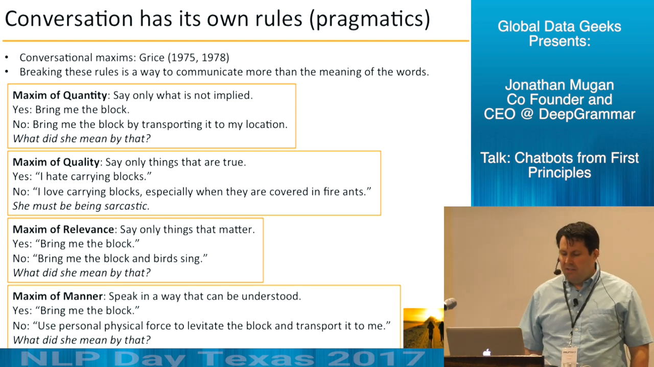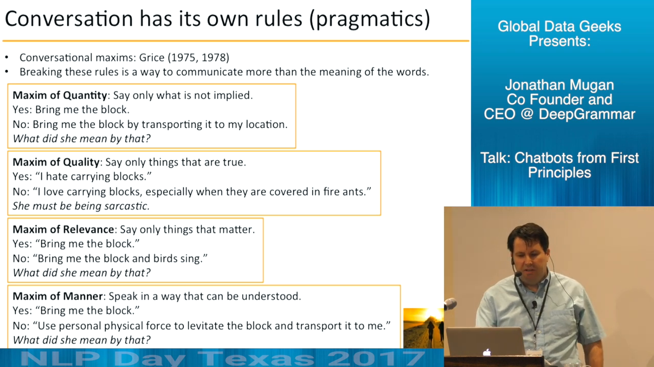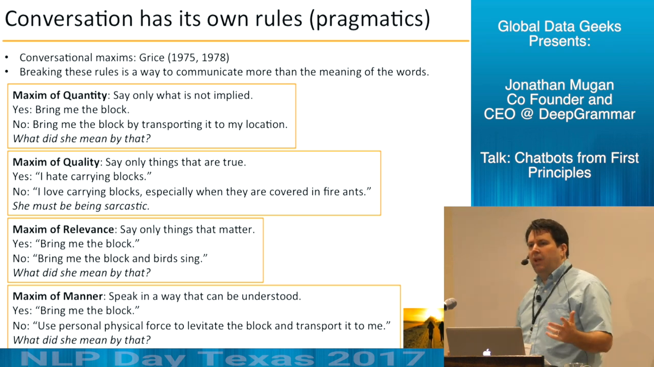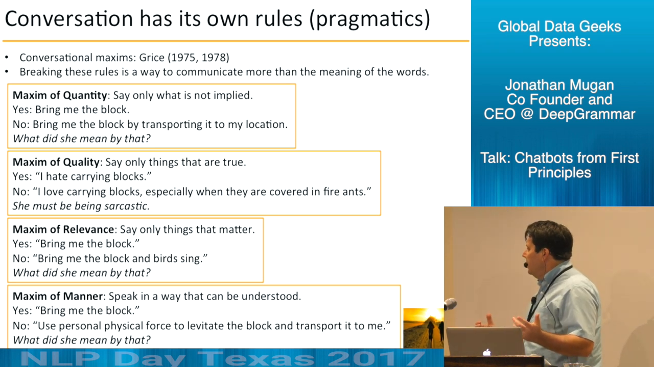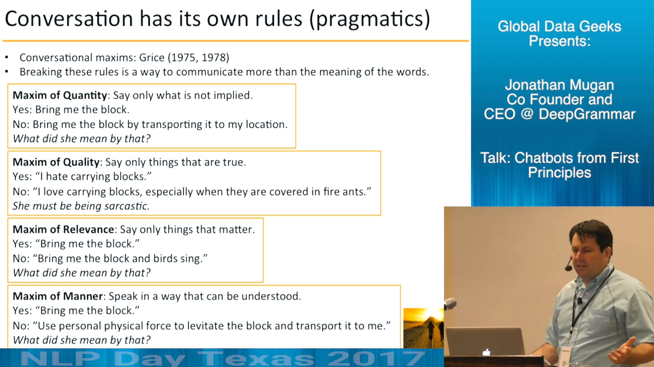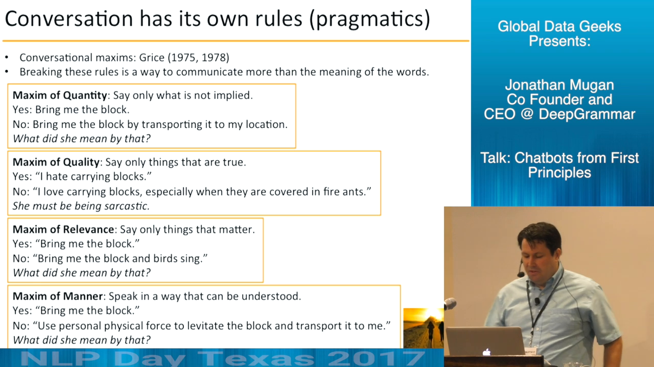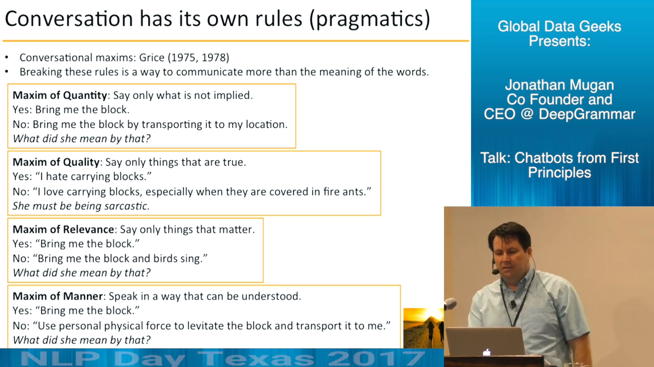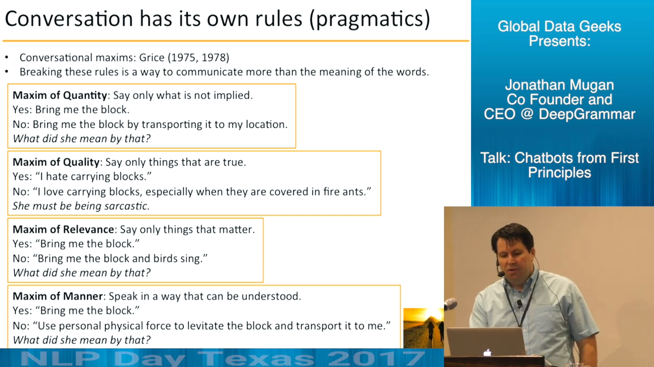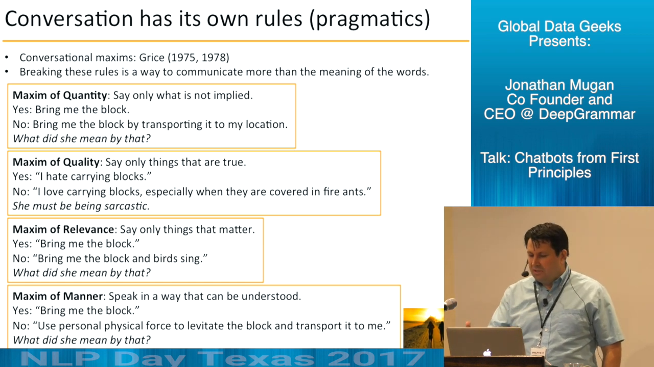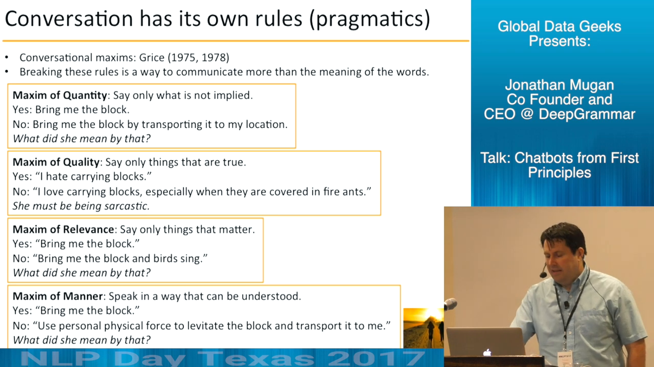And then the maxim of manner: you need to say things in a way that can be understood. So if someone says, use personal physical force to levitate the block and transport it to my location, they're going to think you're talking about something else. Why would someone ever say that? And so in addition to what the words mean, and we've established how to convey concepts, you have to follow the rules of conversation.